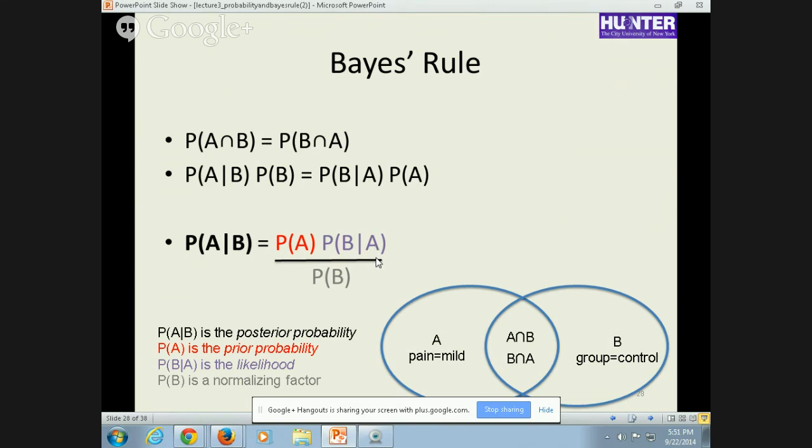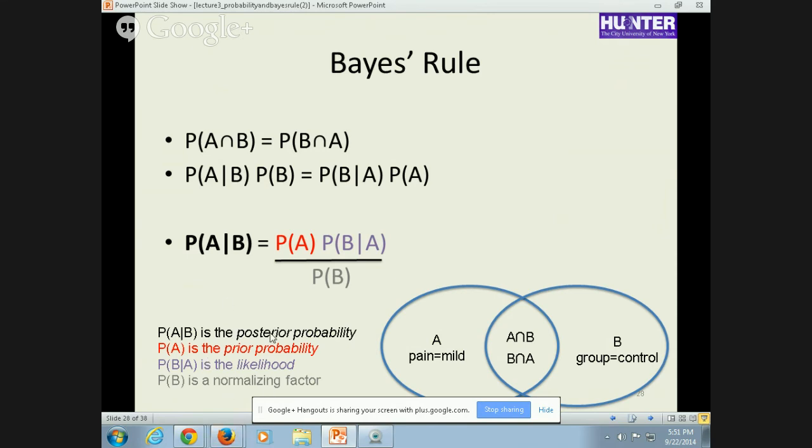As you're going to see, you can use this for converting between, if this is a sensitivity, this can be a positive predictive value. So it allows you to convert back and forth between probabilities of a screening test and its performance in the population.